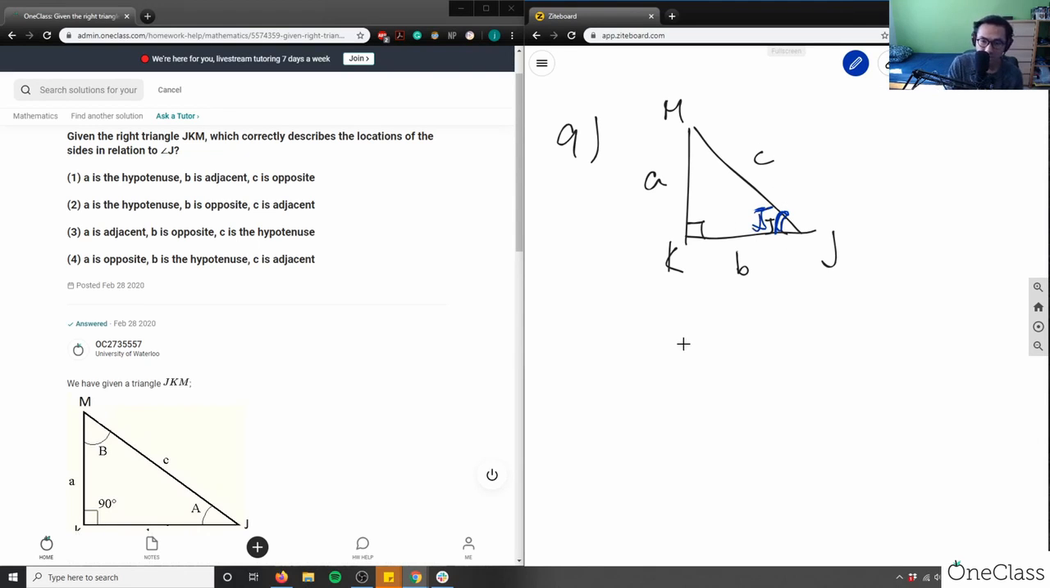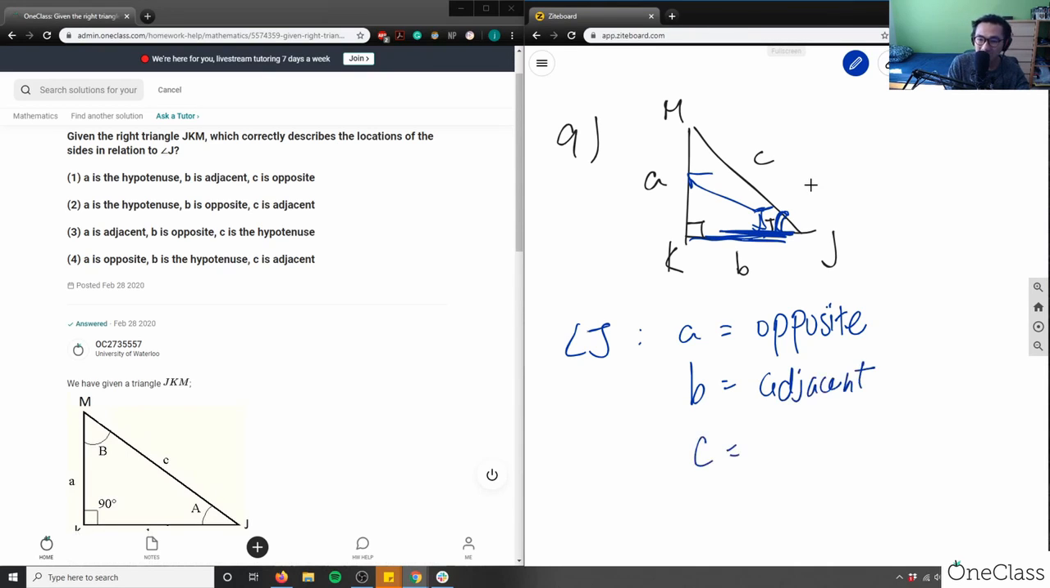So according to angle J, A here would be my opposite, right? The opposite side of J would be my opposite. What would be my adjacent? What's adjacent to J is this length here, right? This is adjacent to this angle here. So B here is my adjacent.